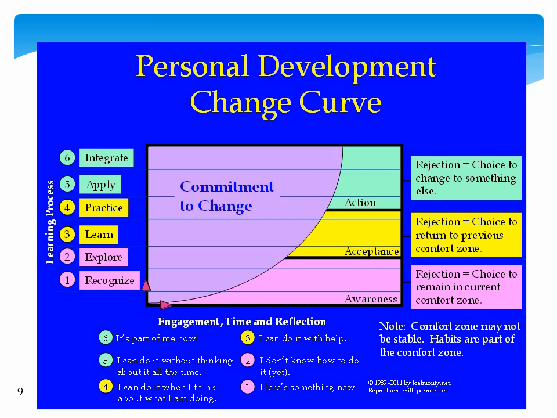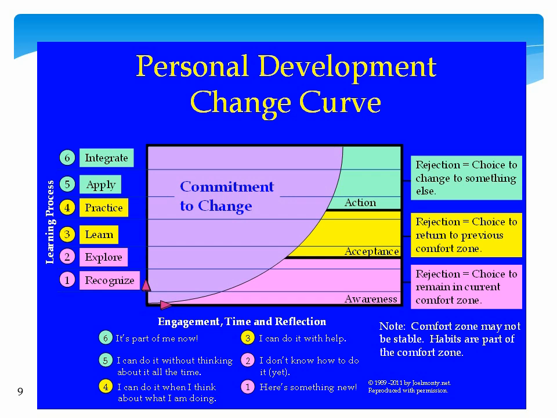On the left, you'll see the learning process and the 6 steps of recognize and explore, then learn and practice, then apply and integrate. You move to the square in the center, you'll see the commitment to change, which requires engagement and time and reflection, and increases as you move up the curve. Those 3 areas that are colored are the 3 stages of change: awareness, acceptance, and action.